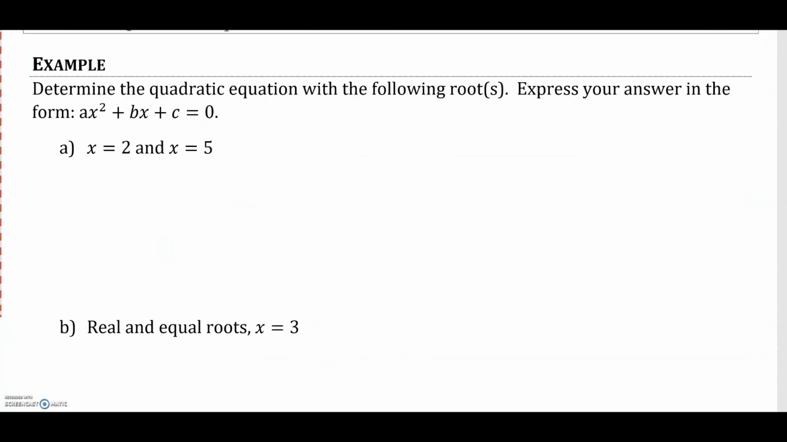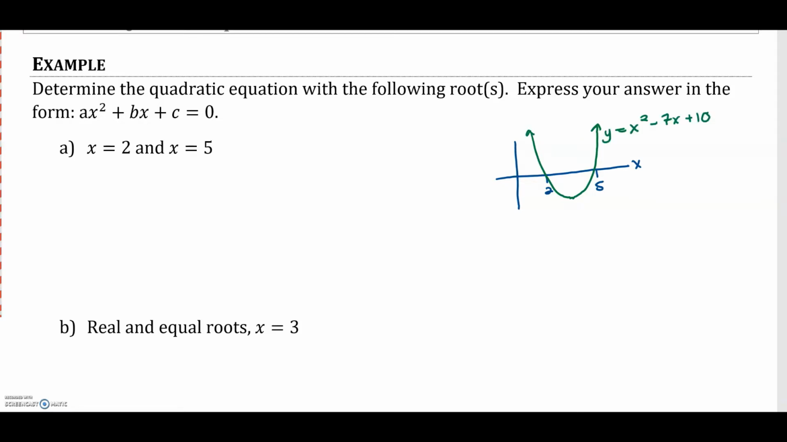Now we have two more examples where we're asked to determine the quadratic equation with the following roots, and we want to express our answer in the form ax squared plus bx plus c is equal to 0. In part A, we're told that the roots of the quadratic equation are 2 and 5. This means that our graph crosses the x-axis at x equals 2 and 5, so it would appear something like this, not to scale.